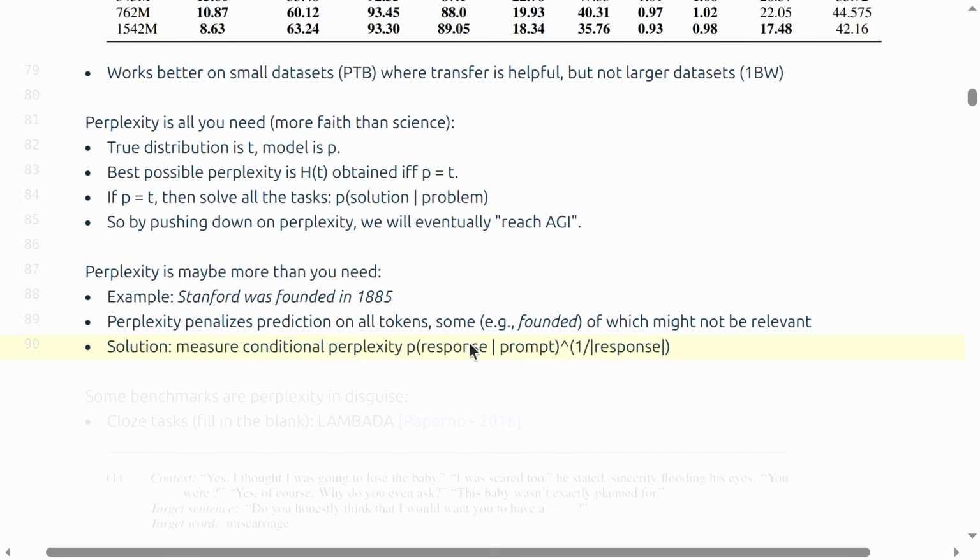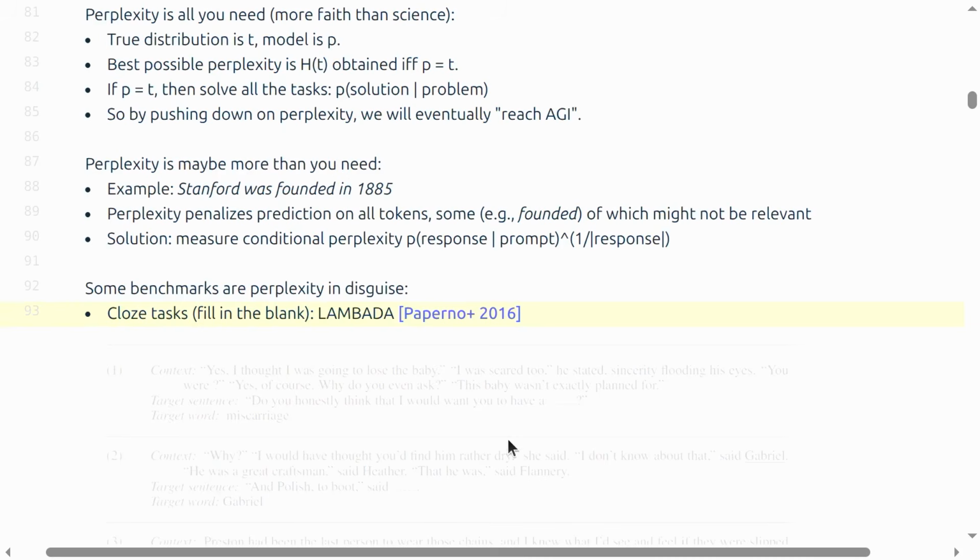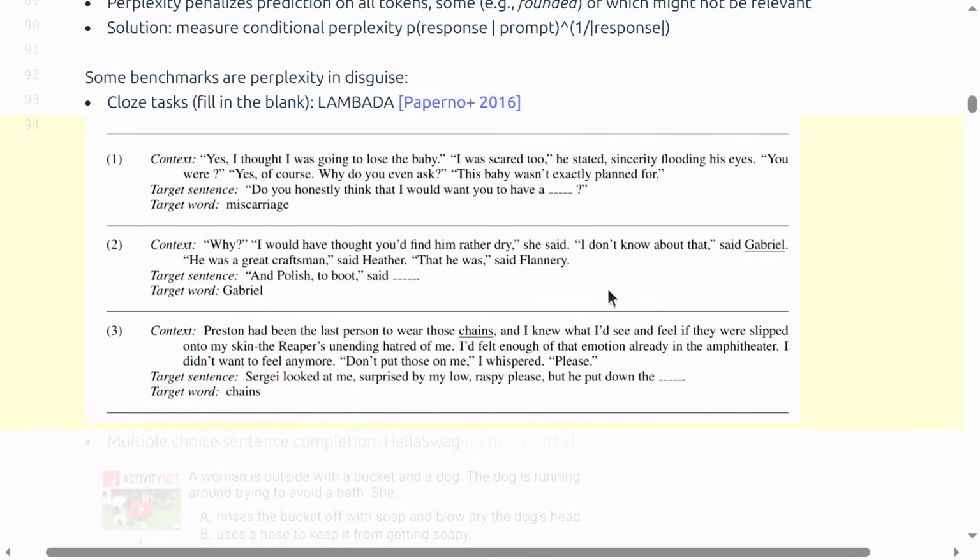Okay, and also it's important to remember that some benchmarks, even though they are not explicitly a perplexity measure, are actually just perplexity in disguise. So for example, if you think about cloze tasks, there's this LAMBADA paper from a while ago, 2016, which is basically fill in the blank. You have a context, you have a sentence, "Do you honestly think I will want you to have a blank?" And the goal is to figure out that word.